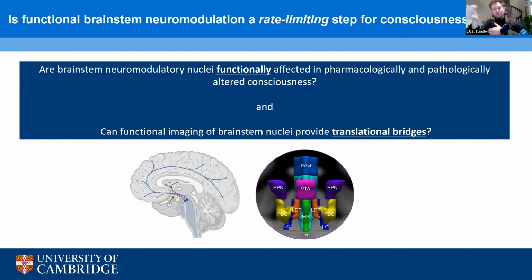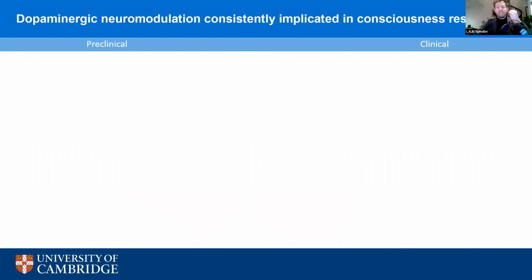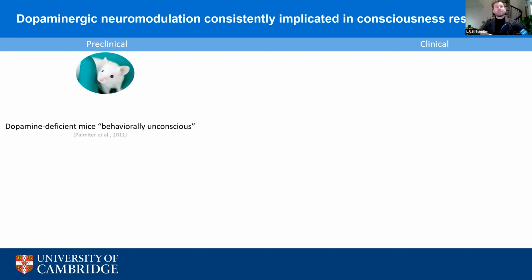And could in vivo functional connectivity of the brainstem, as assessed using fMRI, provide translational bridges between preclinical and clinical work? And the candidate nucleus, like I was just hinting at to look into, is the ventral tegmental area of the brainstem, the dopaminergic source nucleus. And that is because it is actually heavily implicated in parallel in preclinical and clinical contexts.